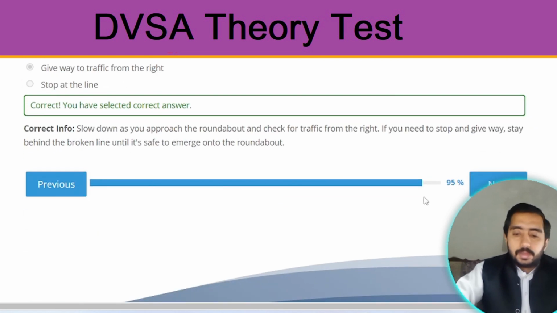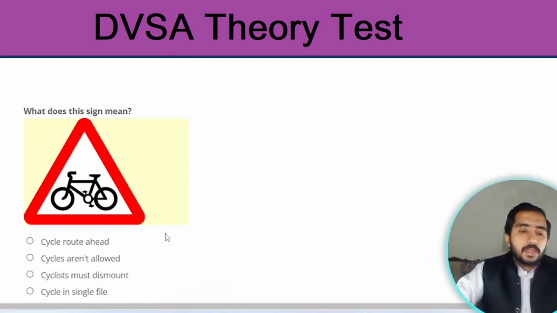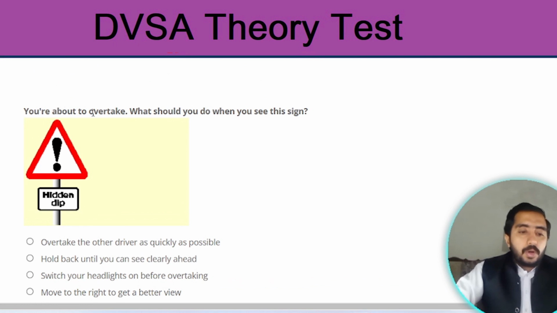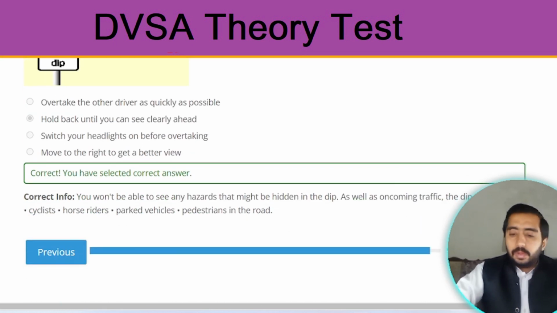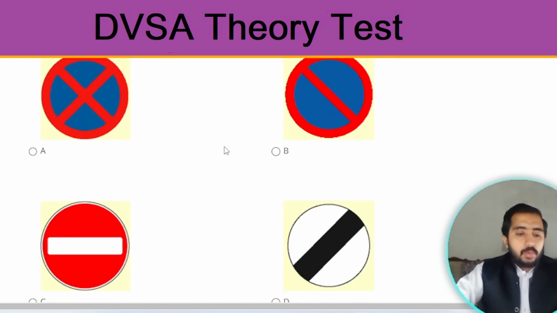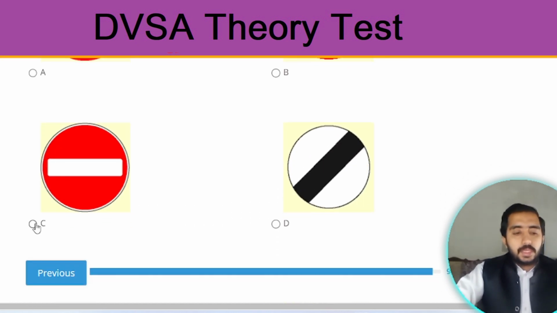Option C. Our next question is, the next symbol is represented by cycle route ahead. D. Next one. You are about to overtake. What should you do when you see this sign? This sign is for a hidden dip, which means hold back until you can see clearly ahead. Option B. Next one, which is the no entry sign? The no entry sign is sign number C.